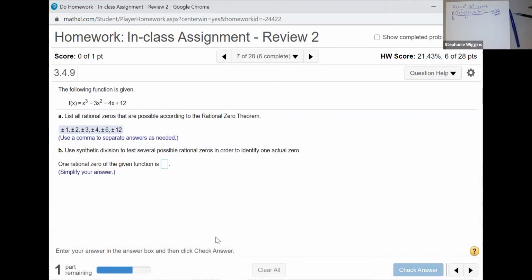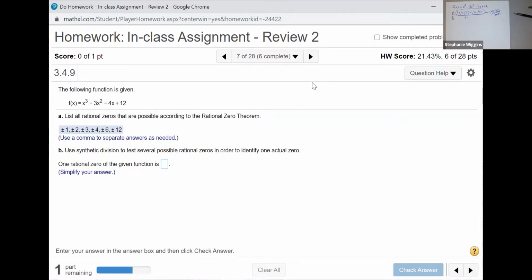The next part says, use synthetic division to test several possible rational zeros in order to identify one actual zero. Okay, so I'll just start and work through my list. Let me show you how we do this by synthetic division.